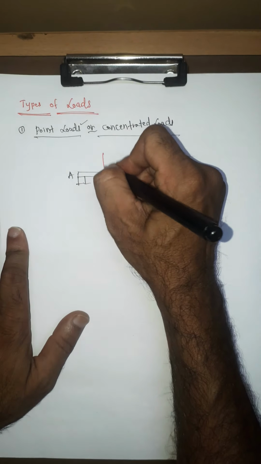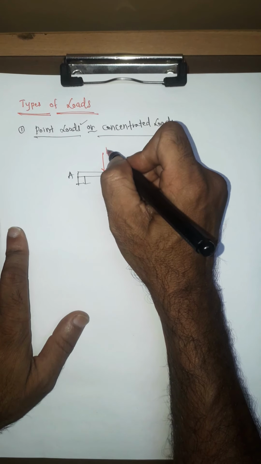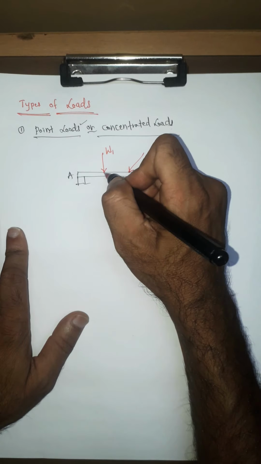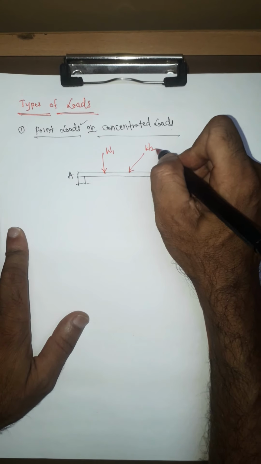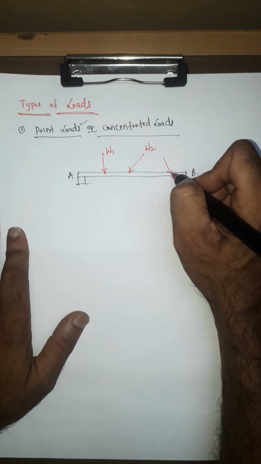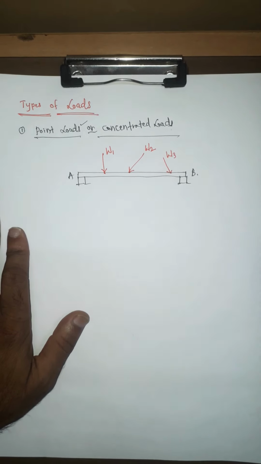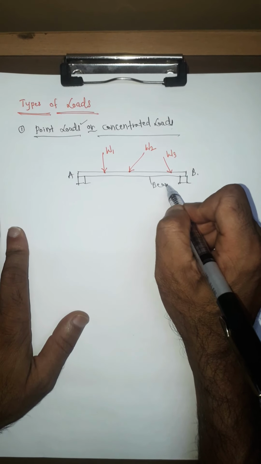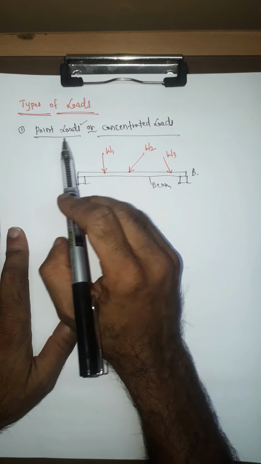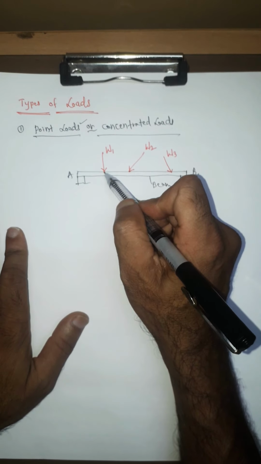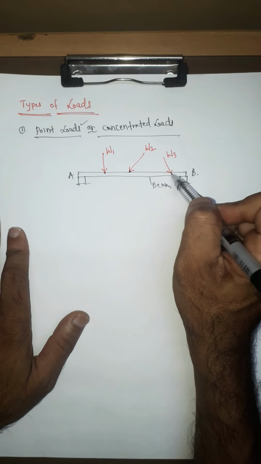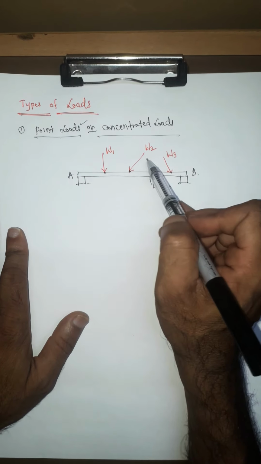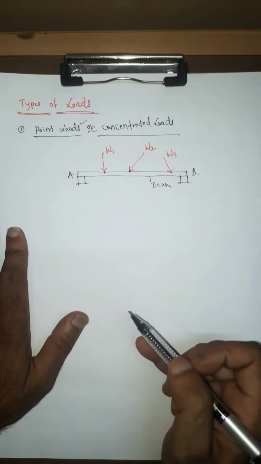So the load like this. This may be W1, even it may be inclined, but it will be acting at a particular point. This is W2, W3. So these loads which are acting on the beam are called as point loads. That is, the loads which are acting at a single particular point are called as point loads or concentrated loads. That is W1, W2, W3. These are the concentrated loads.